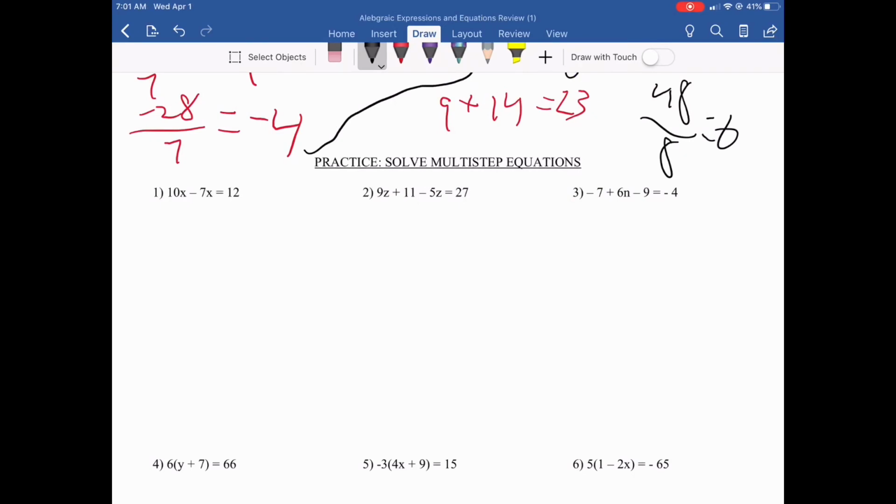Number 1. Look at the problem. Don't forget about PEMDAS. And I see we have these like terms, so I add those up first. And I have the terms that are not like, so I combine them. 10x take away 7x is 3x equals 12. Divide both sides by 3. X equals 4.